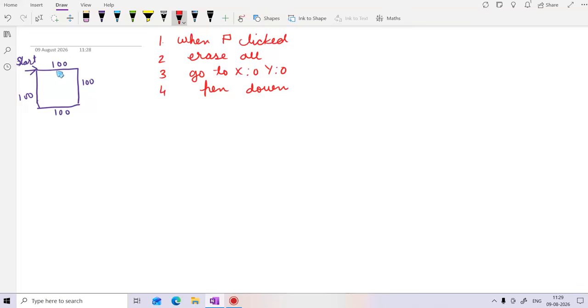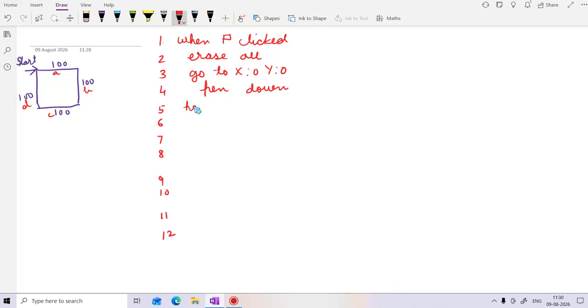Now, this figure has 4 lines. This is A, B, and C, and D. It means 4 lines are there. It means total 8 commands should be there. So, 5, 6, 7, 8, 9, 10, 11, 12. So let's see first line, second line, third line, fourth line. Yes. So let's start from this side.